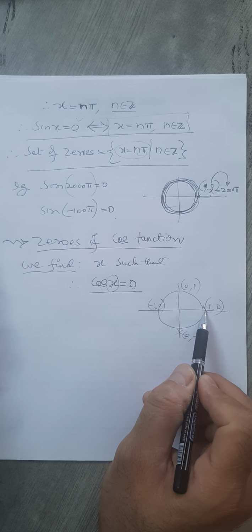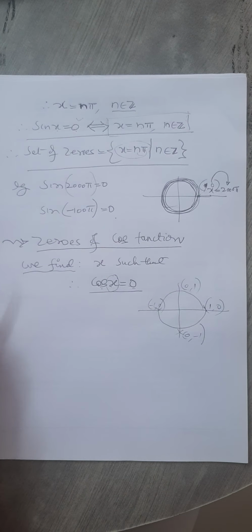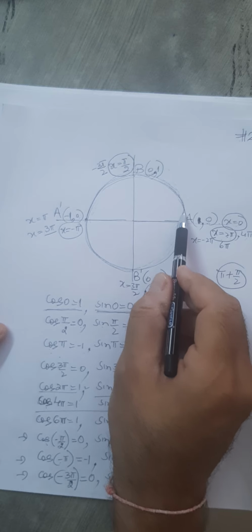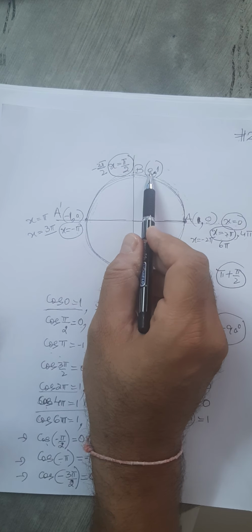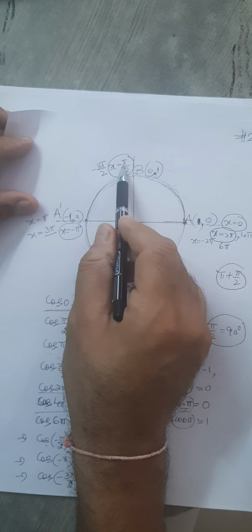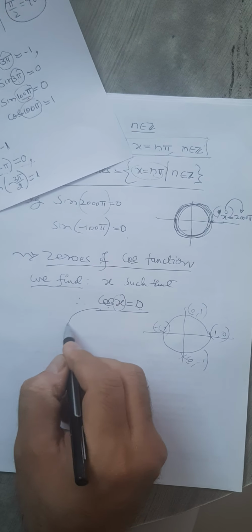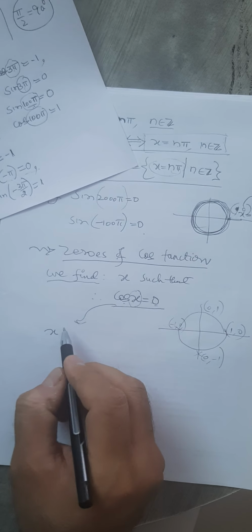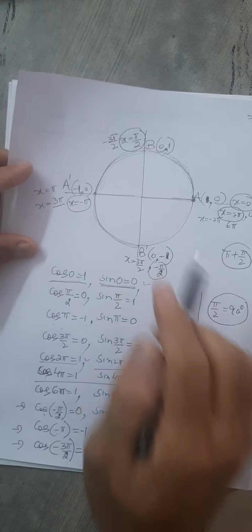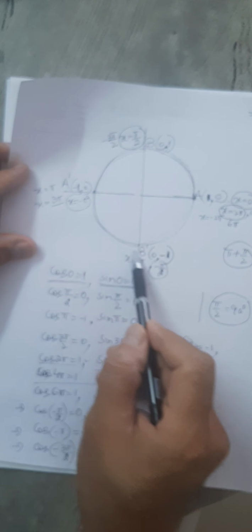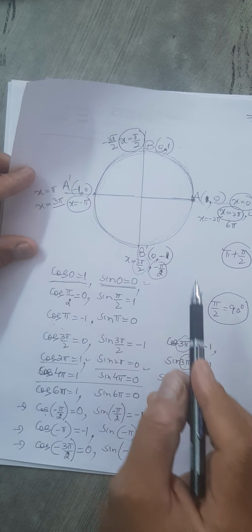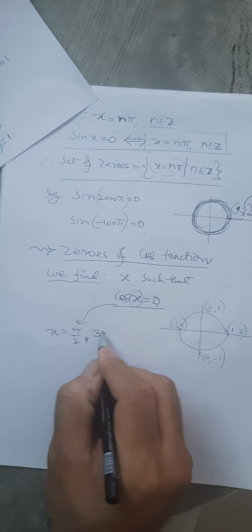Let me take the same unit circle which I've used earlier. I'll start from here. See, the first coordinate is 0. What is the arc length or angle here? This arc length, you know, is pi by 2. So the first value is x equals pi by 2. Continue further. Here the first coordinate is minus 1. Here the first coordinate is 0. What is the arc length here? You know that it is 3 pi by 2. So the second value is 3 pi by 2.